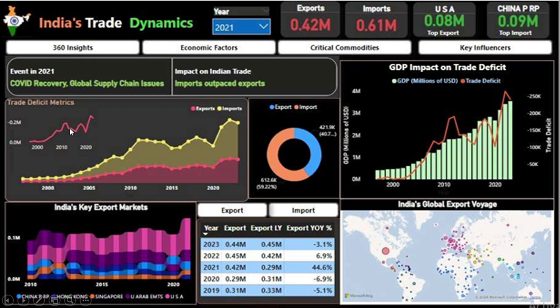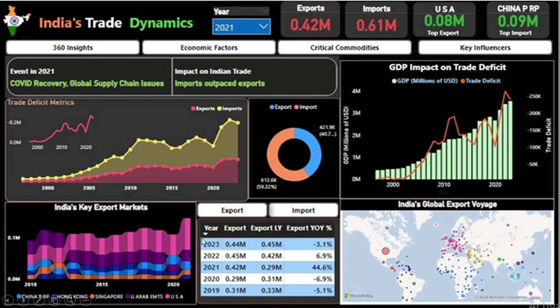India's trade deficit is expanding sharply over 2 decades. This we can see here, the imports are more compared to exports. So this is contributing to the increased trade deficit. Though the exports are increasing, they are still lagging behind the imports. Here you can see the same thing, how much exports we have and how much imports we have for this year.